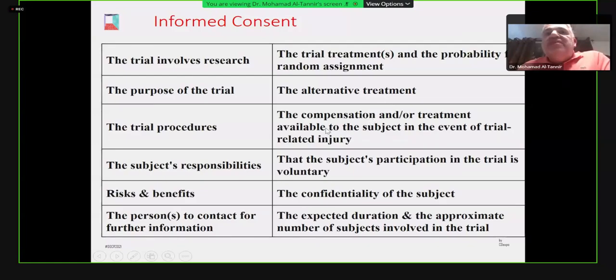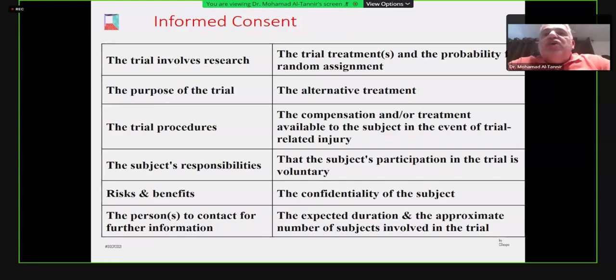Compensation, if available, or treatment available to the subject in the event of related injury. Also, we should state if any harm happened to the patient, what compensation, who will treat the patient. All these details should be written in the informed consent. And the word voluntary is a must. Your participation in this research is voluntary. The word voluntary must be mentioned in the informed consent.